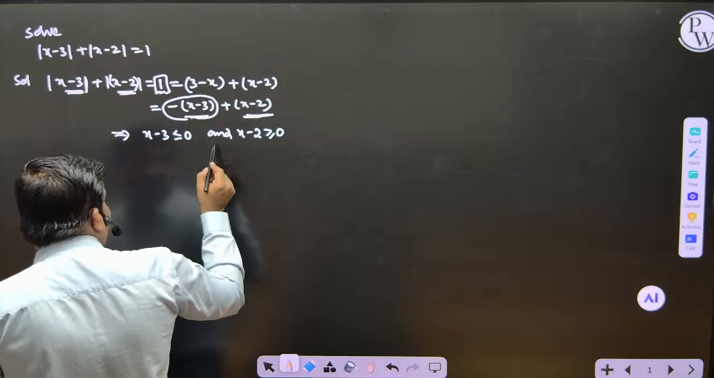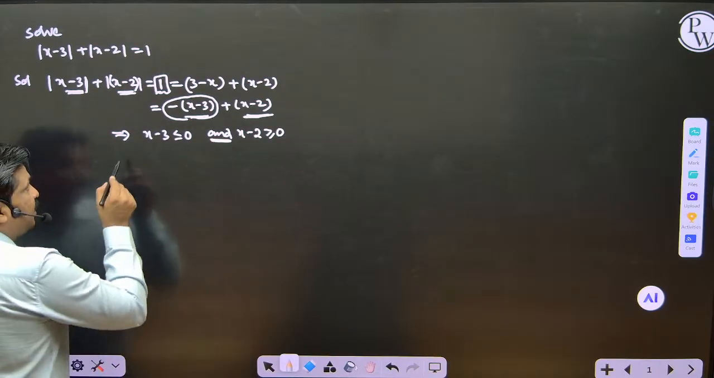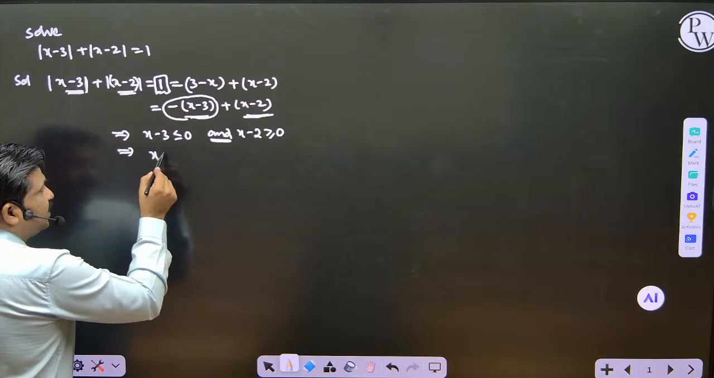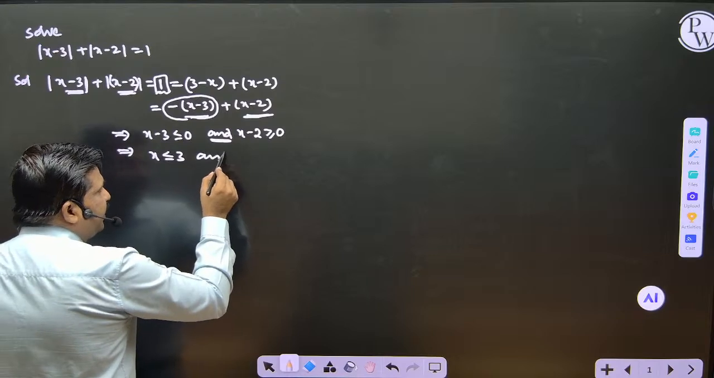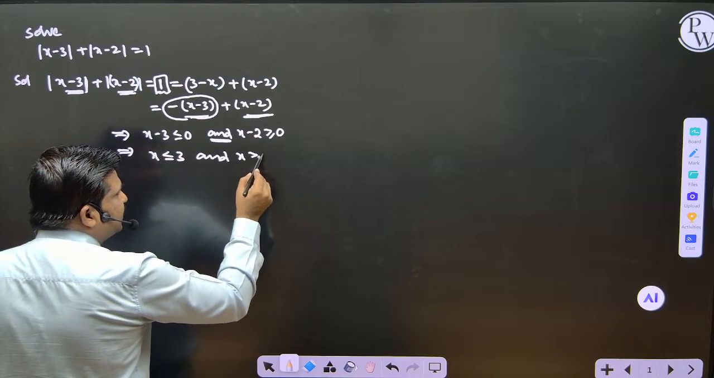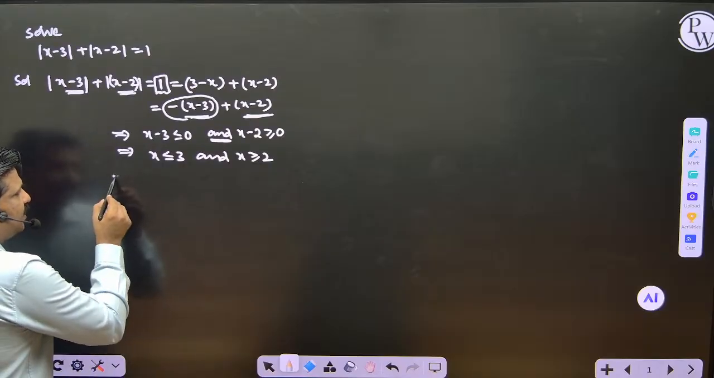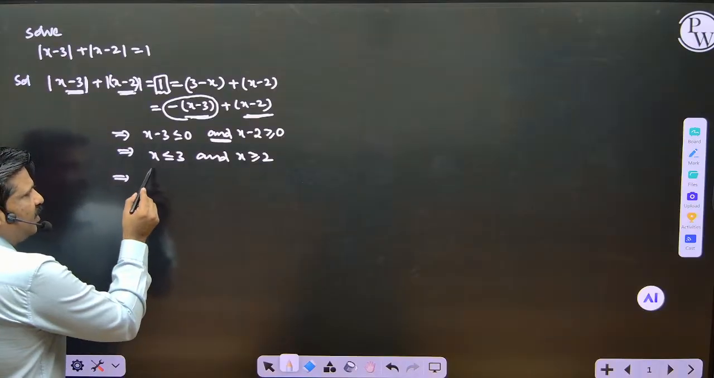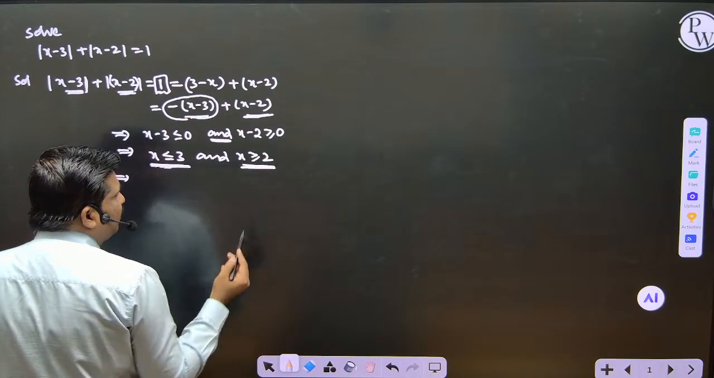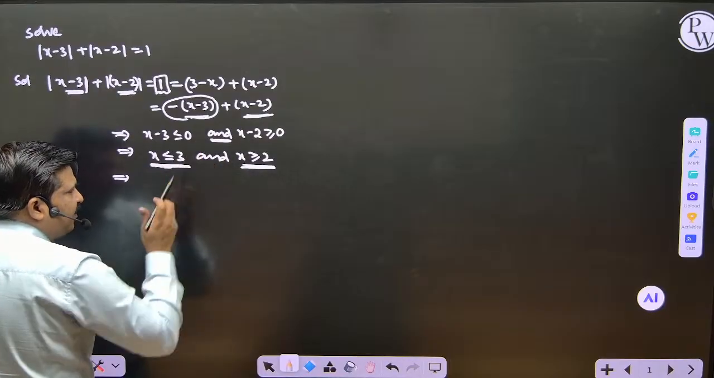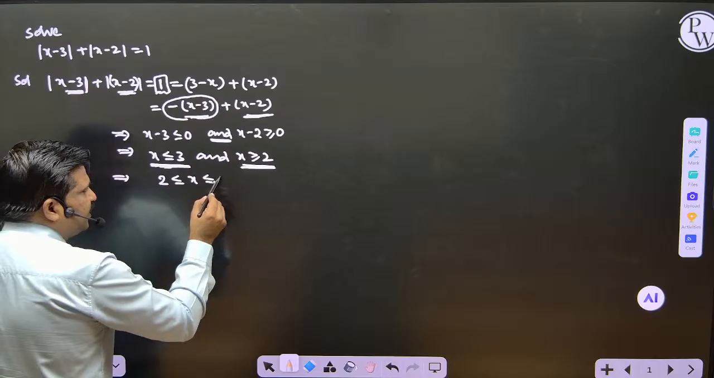Combining these two, whenever and is there, we have to take the commonality. It implies what? X less than or equal to 3 and, 2 shifted to that side, x greater than or equal to 2. Combine these two: one is less than or equal to 3, another one is greater than or equal to 2. The commonality of these two gives what? X lies between 2 to 3.